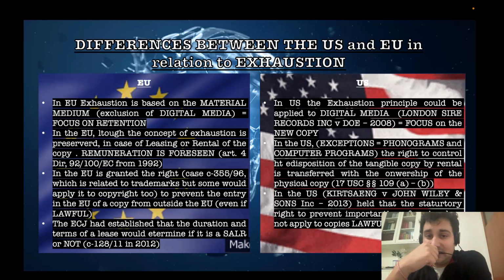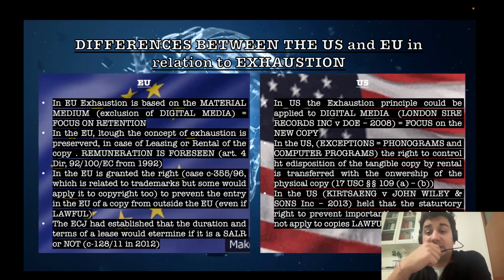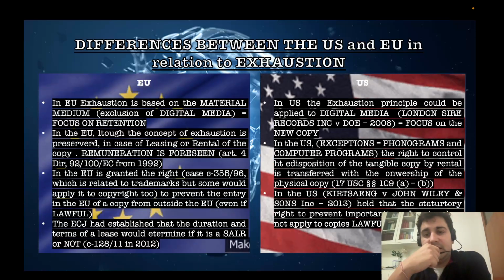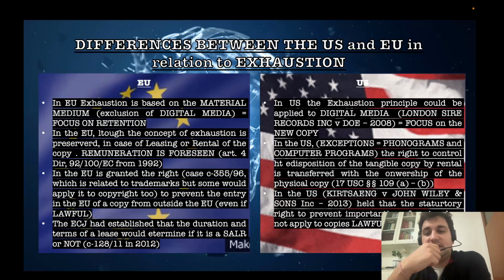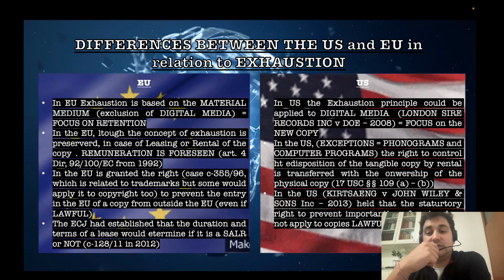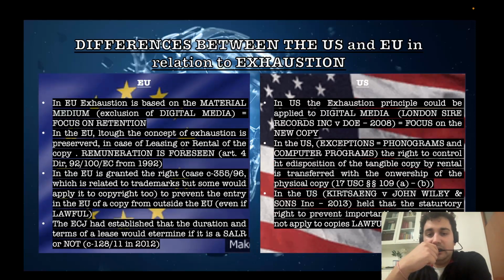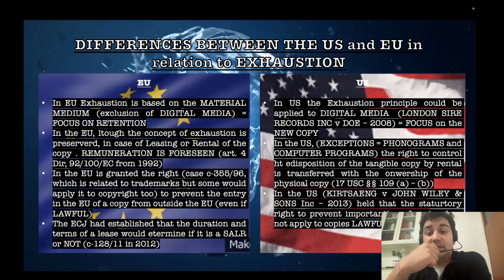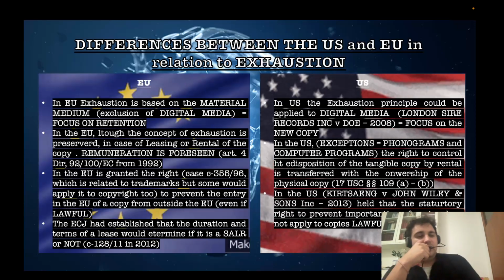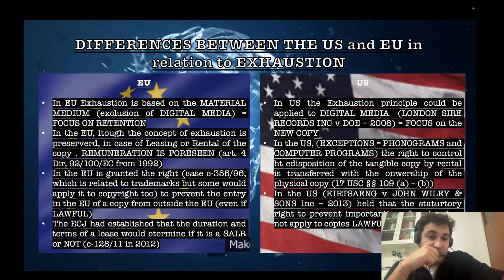In the US instead, there is the principle that exhaustion should be applied even to digital media. The case here will be Capitol Records Inc. versus ReDigi in 2018, which instead focuses the full exhaustion principle on the download, upload discrepancy to the new copy that is made.